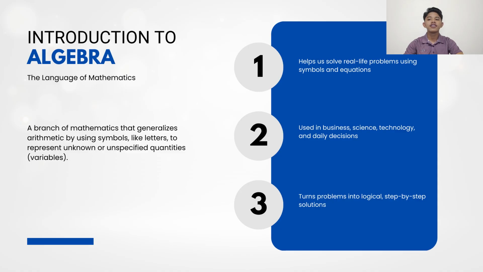Algebra is often called the language of mathematics. It is a branch of mathematics that generalizes arithmetic by using symbols, like letters such as x and y, to represent unknowns or unspecified quantities, which is often called variables. Instead of working only with numbers, algebra lets us use symbols and equations to describe real-life problems. It's not just about solving x and y. It's about understanding relationships and making smart decisions.